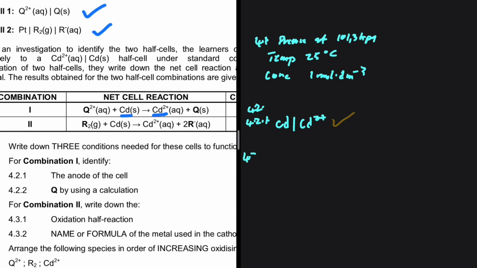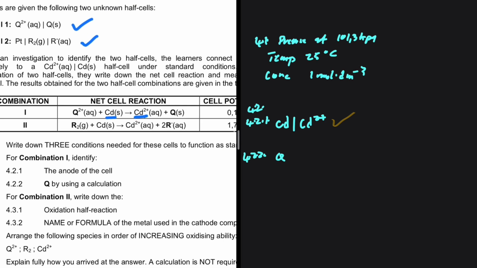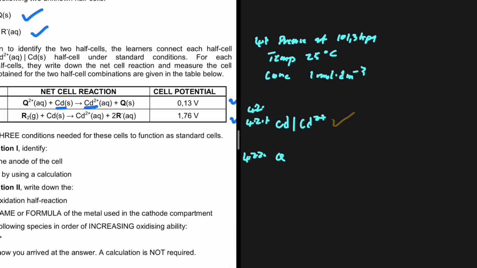And 4.2.2, we're supposed to identify Q using a suitable calculation. Well, what information do we have? We have the EMF of our cell. It is equal to 0.13 volts. We have the standard reduction potential of cadmium. It is equal to minus 0.4.